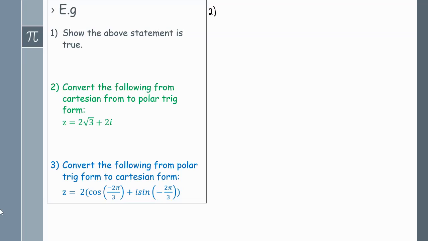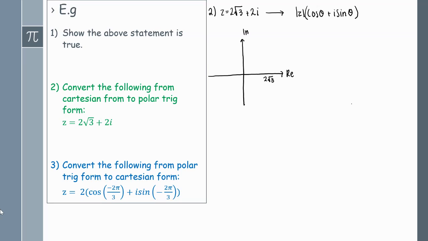Example. So for this example, we're going to take the Cartesian equation 2 root 3 plus 2i, and we're going to change it into a polar trigonometric form. So something like the modulus of z, all in brackets, times cos theta plus i sine theta. So the two things you need to find are the modulus and then also the principal argument theta. So first, let's sketch this point.